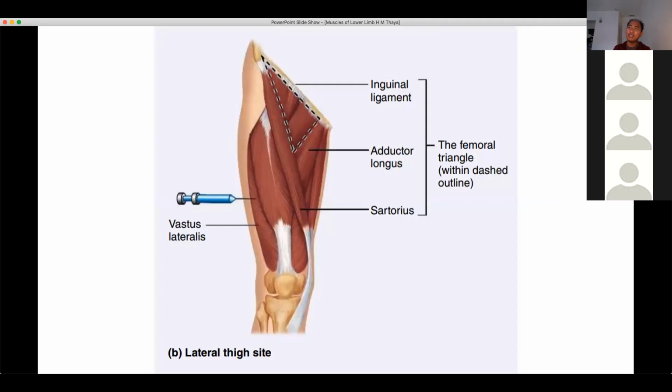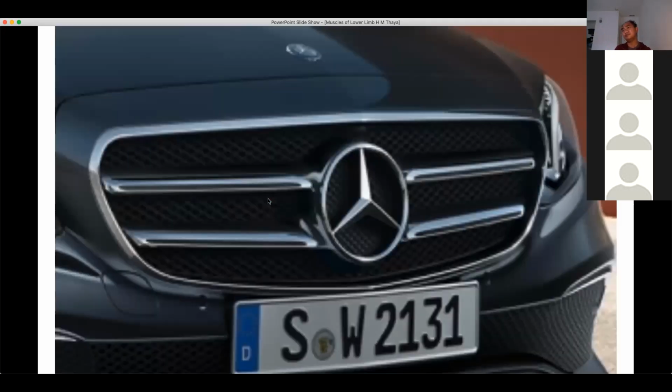Okay, another site for intramuscular injection is on the lateral aspect. We have the vastus lateralis superficial and the vastus intermedius deeper. So it is really safe. If you need to do an intramuscular injection in somebody, the safe place is the lateral aspect of the thigh. There is nothing there. You just stay in the midline of the lateral aspect of the thigh and inject it. So you are not going to damage anything, because we have the vastus lateralis and vastus intermedius here, which are covering the femur.